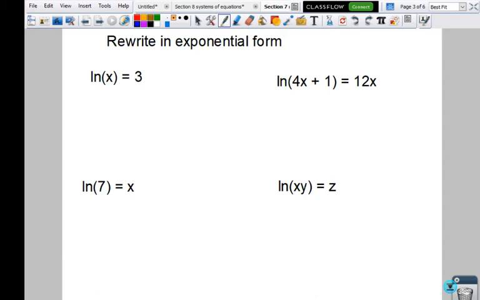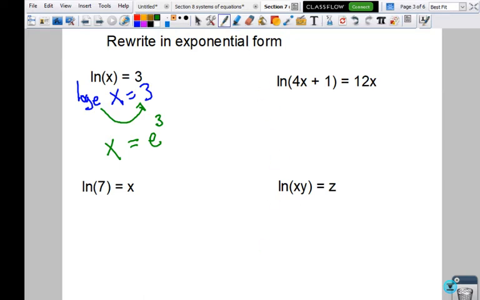Alright, so we're going to practice going between natural log form and exponential form. If I have natural log of x equals 3, remember natural log is the same thing as log base e of x. That equals 3. So if I need to go into exponential form, I'm just going to take my base, which is e, and bump it over to the other side. It would be x equals e to the 3. Which you could plug straight into Desmos if you actually wanted to calculate it, but we're just rewriting it.